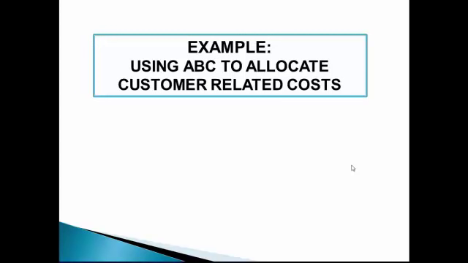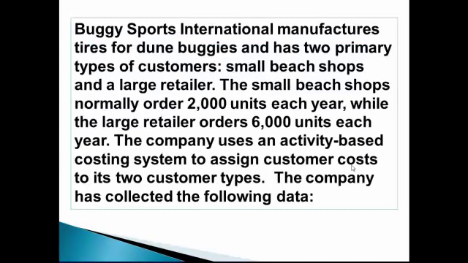Now, if you'll turn to the end of your notes, you will find an example that relates to customer-related costs. Let's read through it. Buggy Sports International manufactures tires for dune buggies and has 2 primary types of customers: small beach shops and a large retailer. The small beach shops normally order 2,000 units each year, while the large retailer orders 6,000 units each year. So we can see from this that your large retailer does a lot of volume with your company.